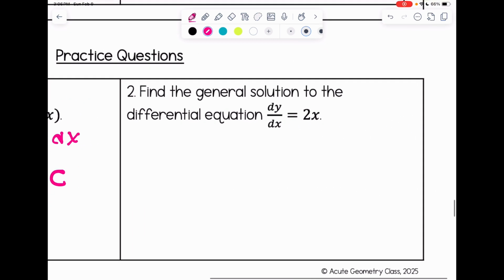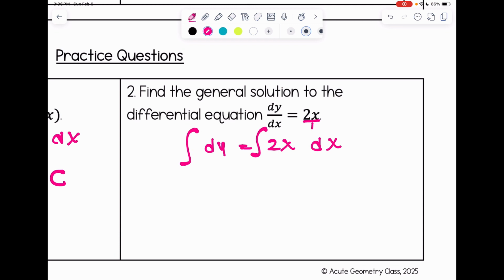Number 2, find the general solution to the differential equation dy dx equals 2x. So again, I'm going to move the dx to the other side. You can think about it like multiplying both sides by dx, or if you put this over 1 and cross multiply, that's the same idea. We're going to integrate. Over here, I get y equals, this would give me 2x squared over 2, which is really just x squared plus c.